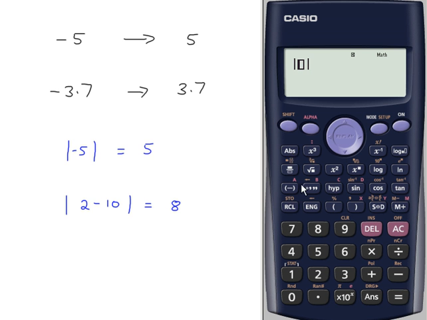Modulus. So if I put in a negative number here, for example -6, the calculator will return that value but without regard to its sign. So it will just give me 6, a positive value. If I do this calculation here, what's the modulus of 2 minus 10? It returns +8, positive 8.